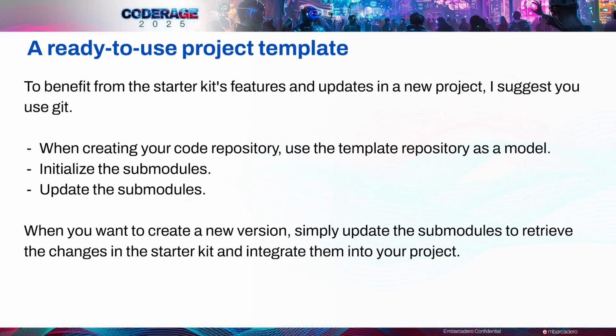When you create a new project, if you want to take advantage of all the features of the starter kit and its updates, I suggest you use Git. You just have to create your own code repository using the template repository as a model. You initialize the submodules and you update them. And when you make a new version, you just need to update the submodules and check that everything works with the new features and any bug fixes I may have added.